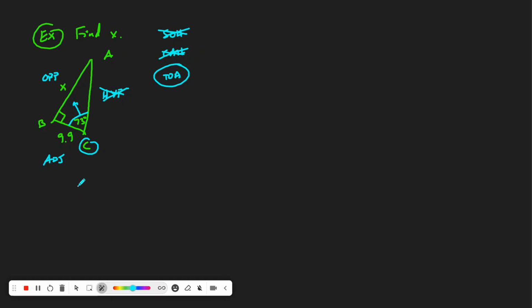This is a TOA problem, and TOA stands for tangent. So we're going to find X by using the tangent. So we're going to say tangent of my angle. I'm not going to use a capital C because I need the number, and they give me the number, it's 73 degrees. Tangent of 73 degrees equals, and now we're going to put the opposite over the adjacent. The opposite is X over the adjacent, which is 9.9. Now, when you do this, you should only have one unknown, and my X is right there.